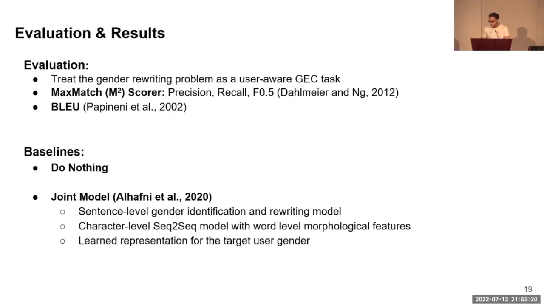Now, for our baselines, we use a very basic do-nothing baseline that passes the input to the output as it is. And we also use a joint model that we developed 2 years ago that basically does sentence level gender identification and rewriting. And this model is a character level sequence model with word level morphological features. And in that model specifically, the target user gender is basically a learned representation that is used during decoding.